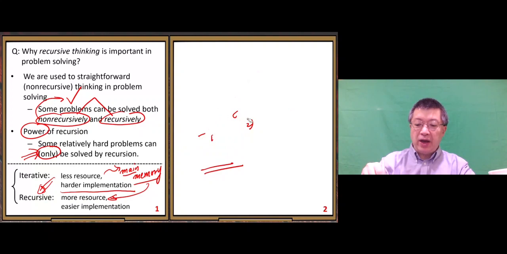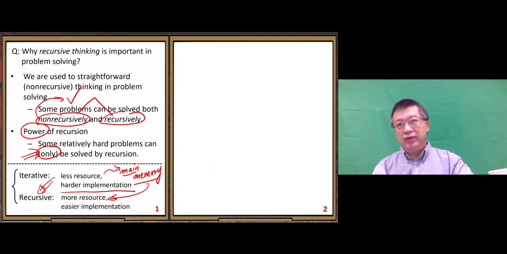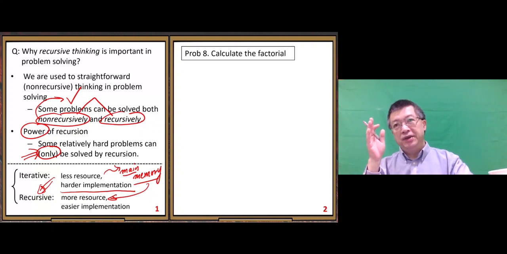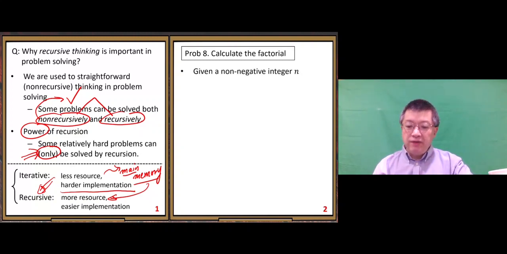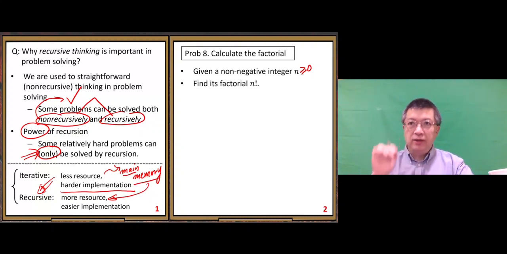Next, we want to look at a concrete problem. Very easy, but mainly we try to get the idea. Problem number 8, calculate the factorial. That's very easy. You know the factorial, right? Now, let's look at the idea, the method, the thinking. Given a non-negative integer n, an integer greater or equal to 0, it can be 0. We allow it to be 0. Find its factorial, with that exclamation sign for factorial.